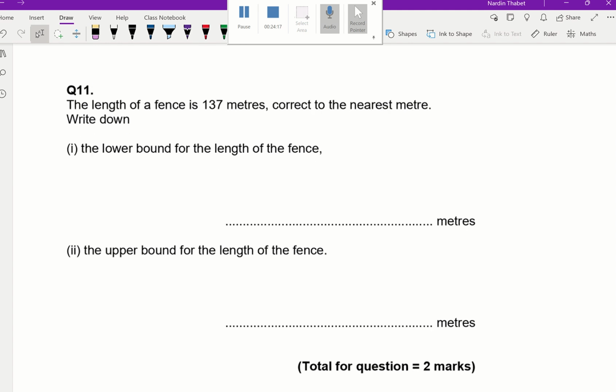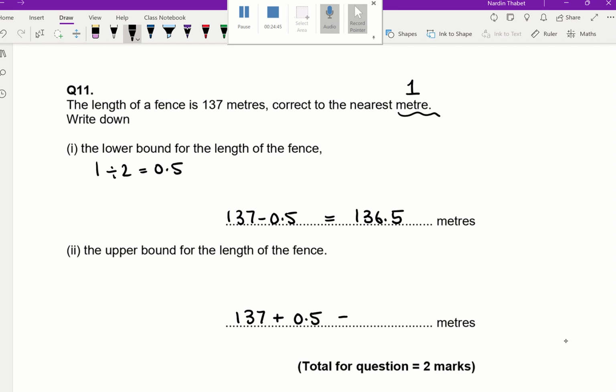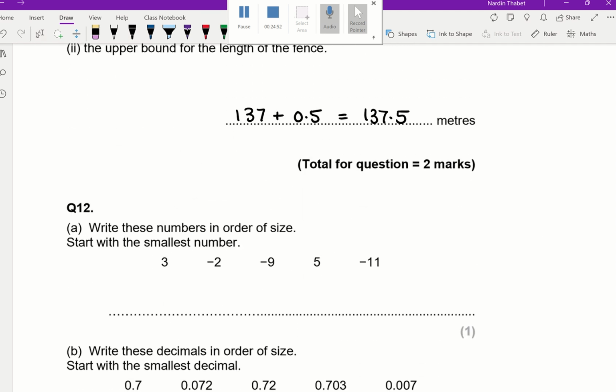Question 11 says the length of a fence is 137 meters, correct to the nearest meter, which means correct to the nearest 1. So write down the lower bound. So remember, 1 divided by 2 is 0.5. The lower bound is 137 minus 0.5, which is 136.5. And the upper bound is 137 plus 0.5, which is 137.5.